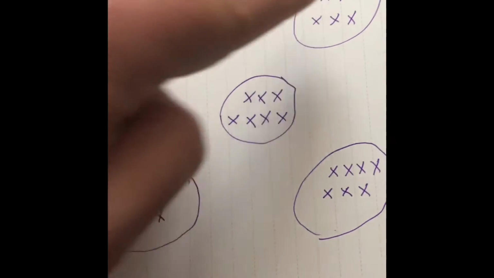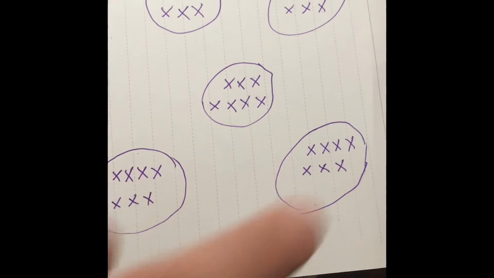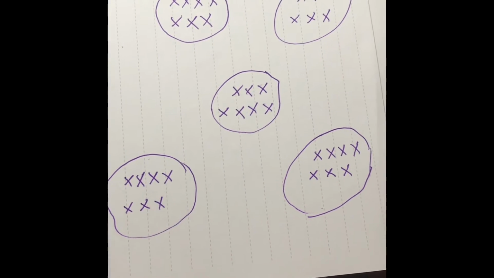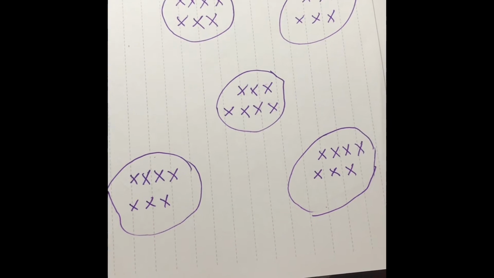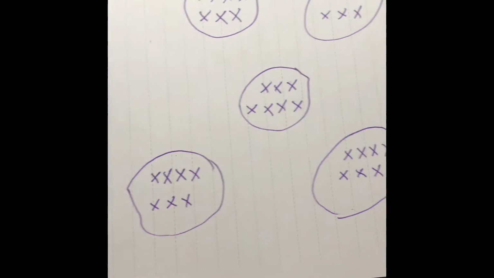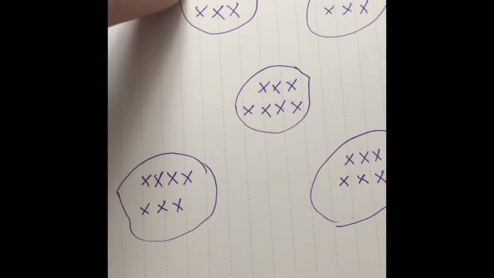7, 14, 21, 28, 35. So that's the shorter way to go about it, to just count by sevens. Now the long way, counting each of the 7 x's in each group.